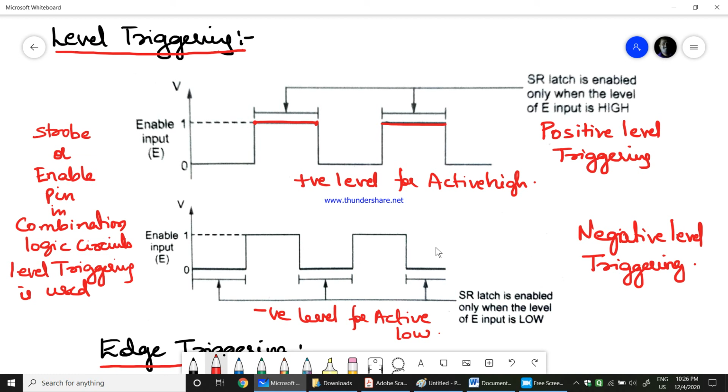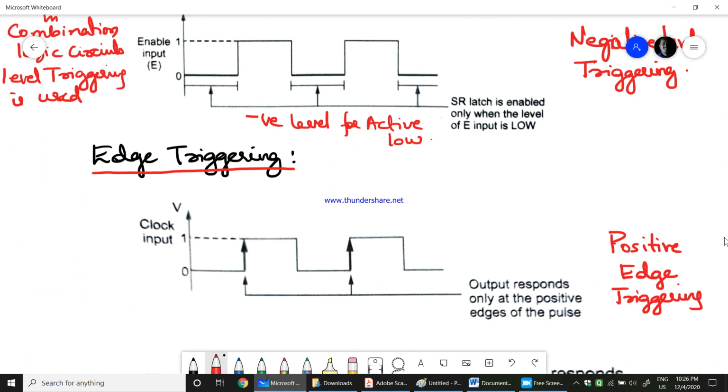Now, level triggering is nowhere used in flip-flops or in counters. Because level triggering is over, we have discussed that in combinational logic circuits about enable pins, active low and active high, as I have explained earlier. So that is where level triggering is used. From now, for counters or flip-flops, we normally go with edge triggering.